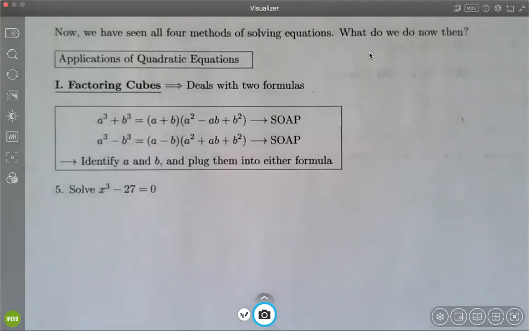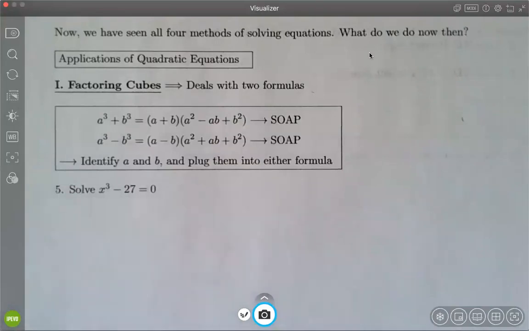Okay, so let's get things started. Yesterday we saw all four methods of solving quadratic equations. They were factoring, the zero factor property, and then the square root property, and then completing the square and the quadratic formula. Now today we will apply those methods to three applications. The first application is factoring cubes.